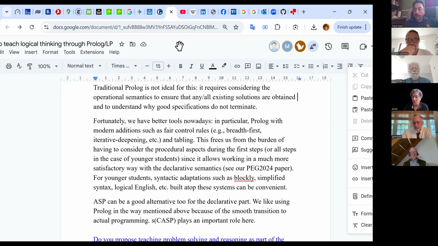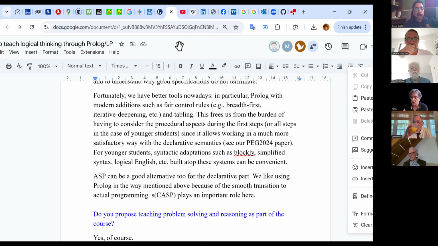Thank you. So now, fortunately, we have better tools nowadays. In particular, we have Prologs that have modern additions like fair control rules, breadth first, iterative deepening, tabling. Now, Prolog with these tools is completely different. It frees us from the burden of having to consider the procedural aspects, at least during the first steps. And it could be all steps in the case of younger students, because that allows us to work in a much more satisfactory way with the declarative semantics. And that was the point of our paper last year in PEG.